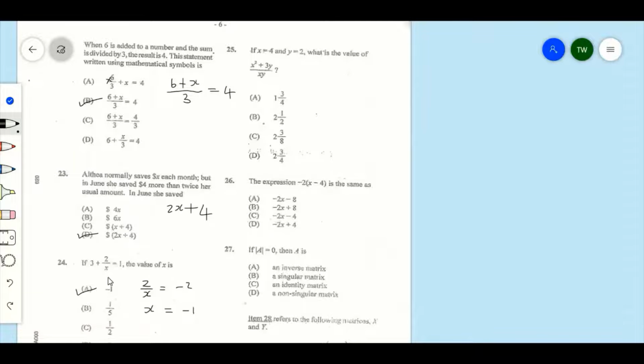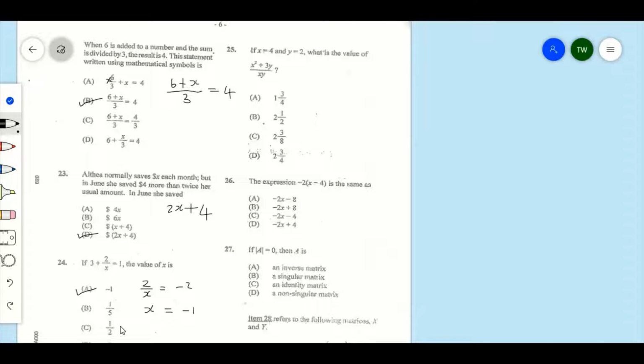And you could put negative 1 in the function here. If you replace x with negative 1, you would see that 2 divided by negative 1 would be minus 2. So therefore 3 plus minus 2 would equal 1. Alright.